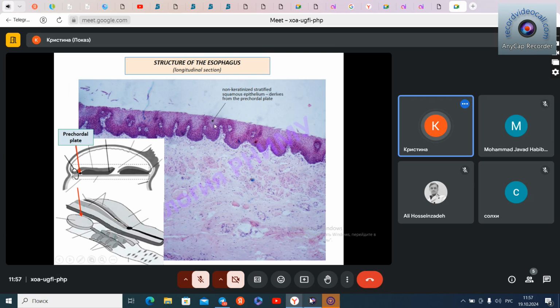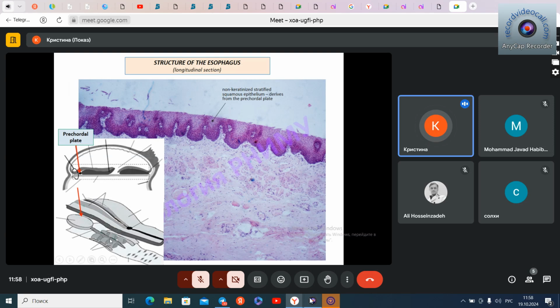The epithelium in the esophagus here is non-keratinized stratified squamous. It derives from the prechordal plate. In this picture you can see the embryo. It has the ectoderm, mesoderm, and endoderm. This is the sagittal section, and actually we see here the ectoderm, endoderm, and in the central line of the embryo we have the notochord, and in the head region, just before the notochord, we have the prechordal plate.